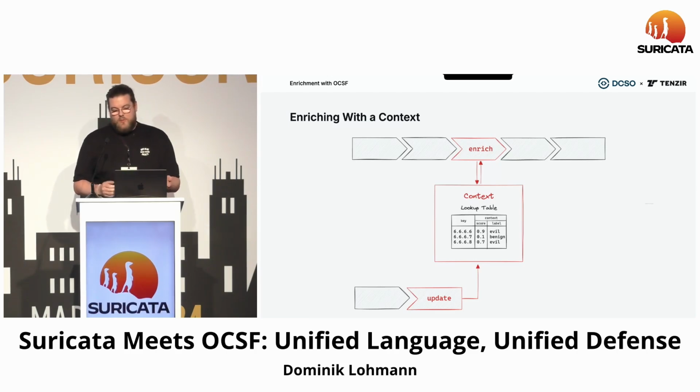The second operation that we support for context is update. In a separate pipeline, you can continuously update your context, so it's not just a static CSV file living somewhere, but instead a living document over time. You can, for example, do an API request every hour to fetch this data, and then always have an up-to-date lookup table for your context.